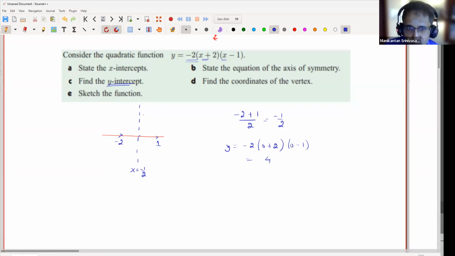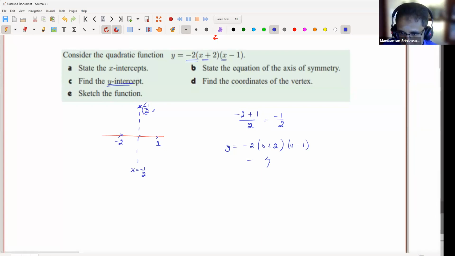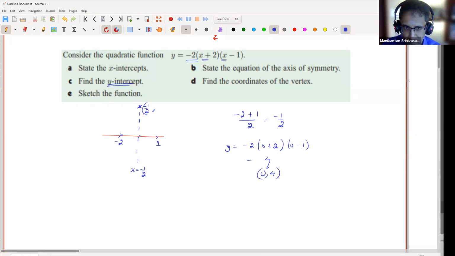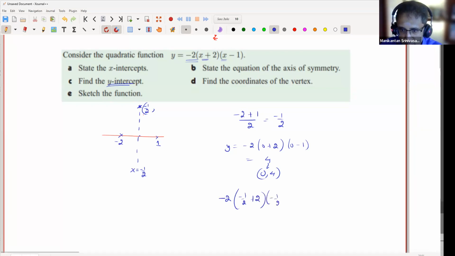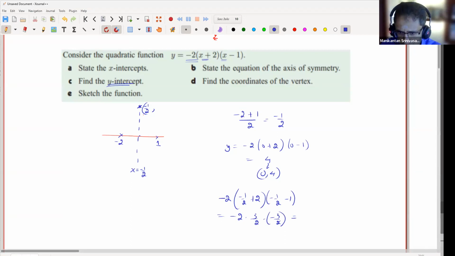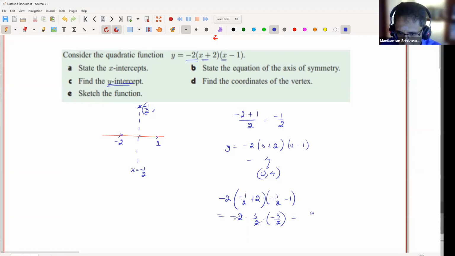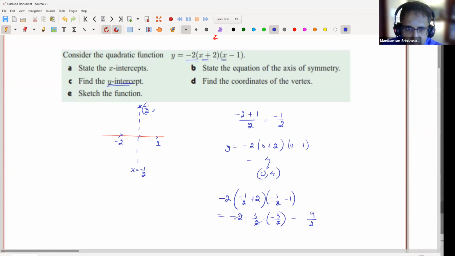Okay. So the coordinates of the vertex will be -half, which is the x coordinate that we just saw. And the y coordinate would be, sorry, this is the y-intercept, right? Y-intercept is 4, which means it passes through 0, 4. The coordinates of the vertex would be at x equal to -half. It is -2 into -half plus 2 into -half minus 1. So how much is this? -2 times, this is 3 by 2. This is -3 by 2. So in total, I think it is +9 by 2, which is 4.5. So it's slightly more than 4.